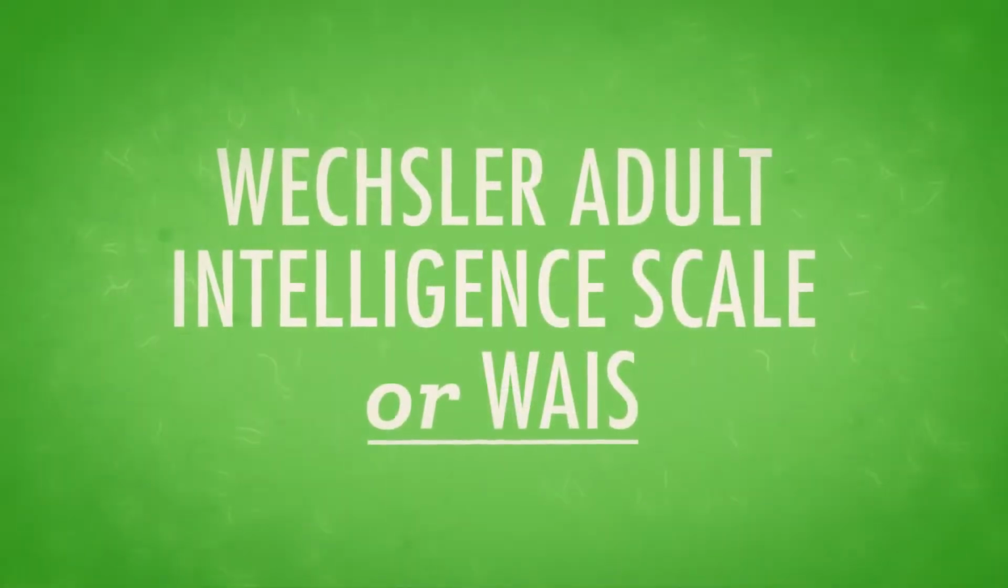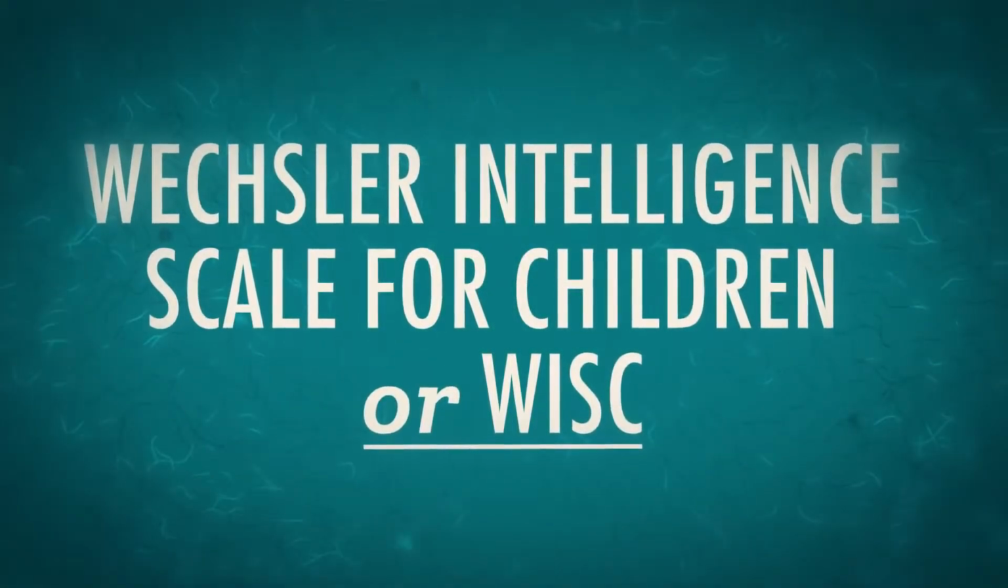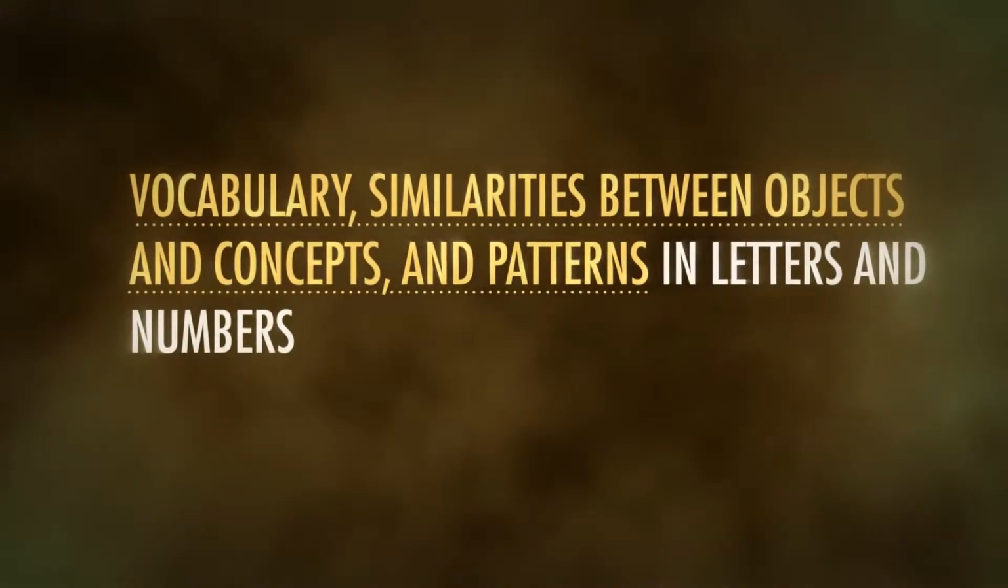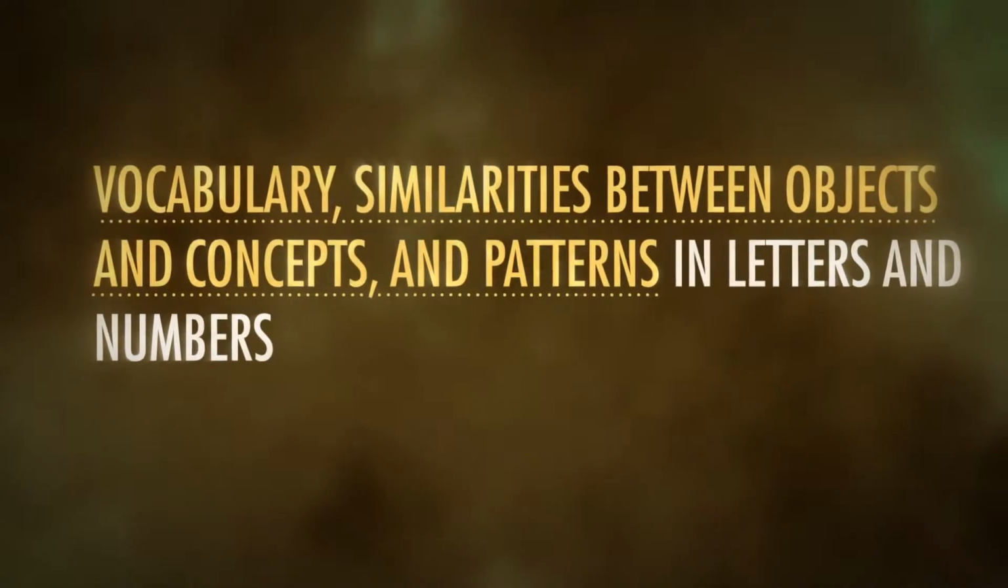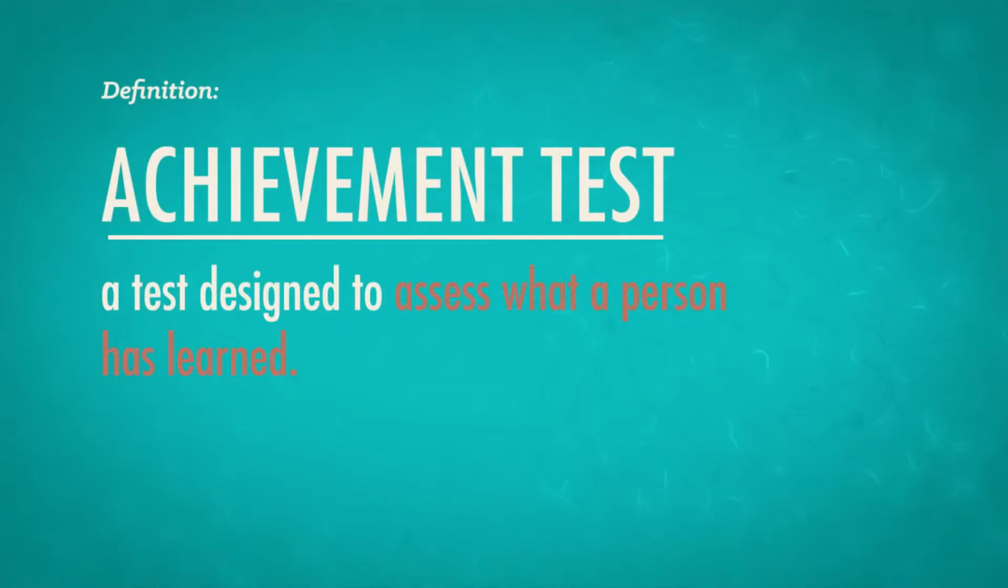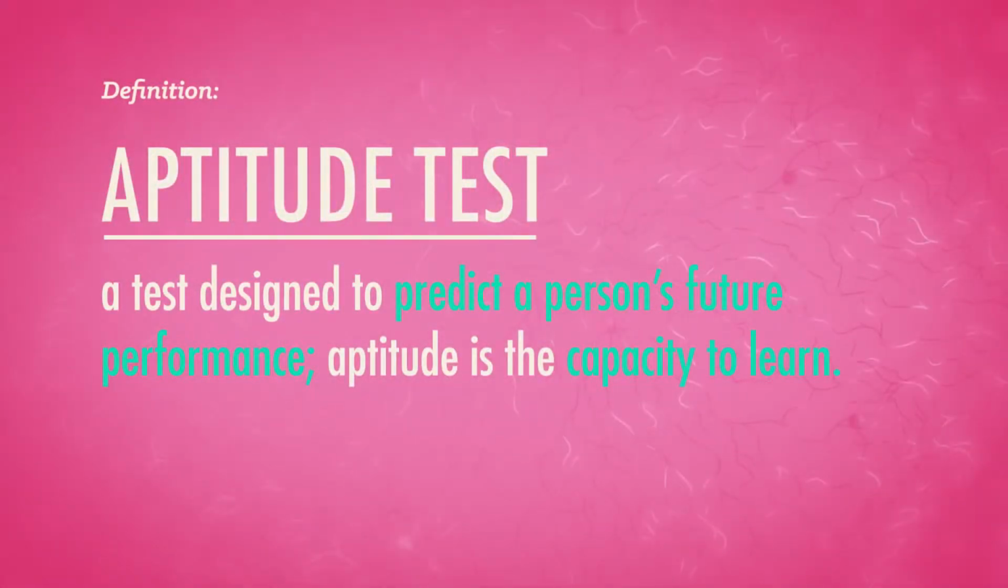These questions are similar to what you'd find on today's most widely used intelligence tests, the Wechsler Adult Intelligence Scale, or WAIS, and the Wechsler Intelligence Scale for Children, or WISC. Originally published by psychologist David Wechsler in 1955, the current edition of the exam consists of 15 different subtests that assess things like vocabulary, similarities between objects and concepts, and patterns in letters and numbers. Cognitive tests usually fall into one of two categories: achievement, or the kind that reflect what you've learned, and aptitude, the kind that's supposed to predict your ability to learn something new.